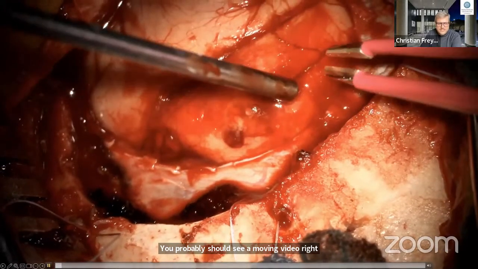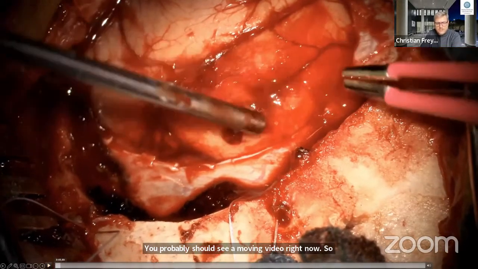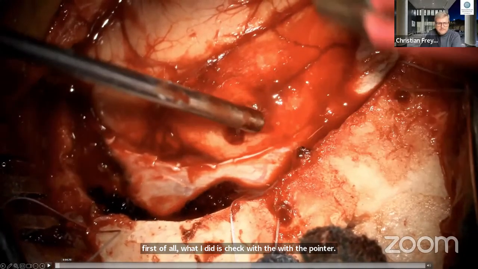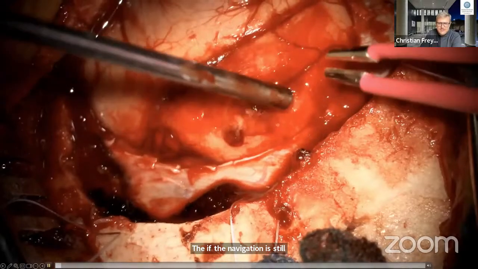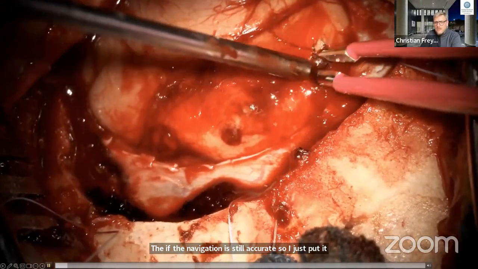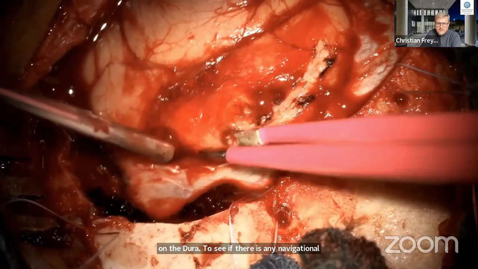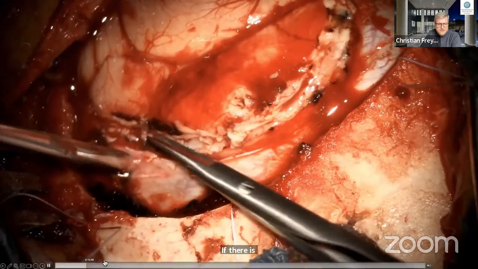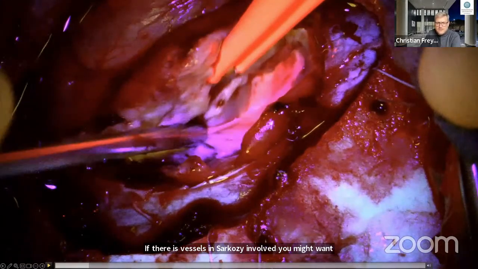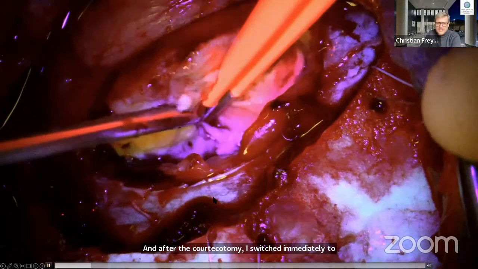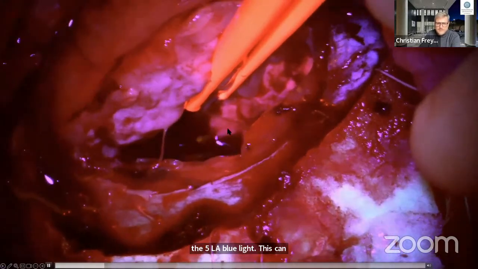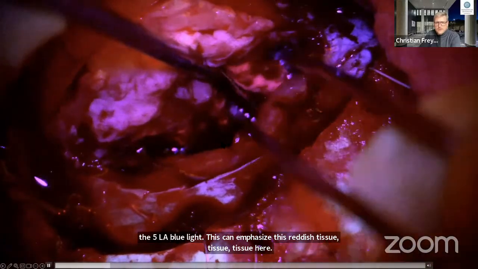So first of all, what I did is check with the pointer if the navigation is still accurate. So I just put it on the dura to see if there is any navigational shift. Then we go straight into the corticotomy. If there are vessels and sulci involved, you might want to spend more time doing the corticotomy. And after the corticotomy, I switched immediately to the 5-ALA blue light, which can emphasize this reddish tissue here. Whenever there's some bleeding, the red goes away.